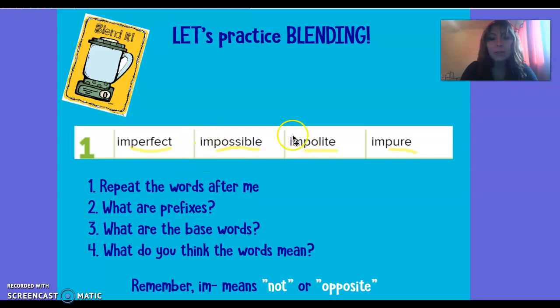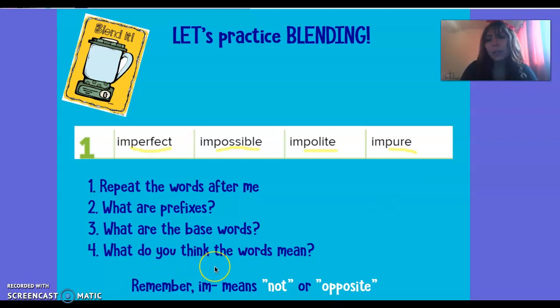We can find the prefix im in all of the words in line 1. Now, do you remember what im means? Yeah, im means not or opposite. What are the base words or the words you already know in line 1? Take about 4 seconds to identify them. Yes, the base words are perfect, possible, polite, and pure. Those are the words I can identify as soon as I see the word.